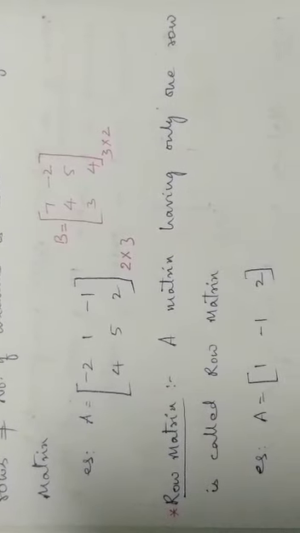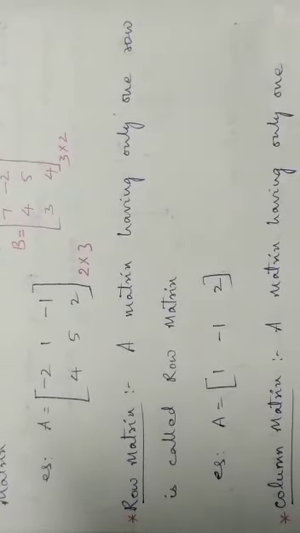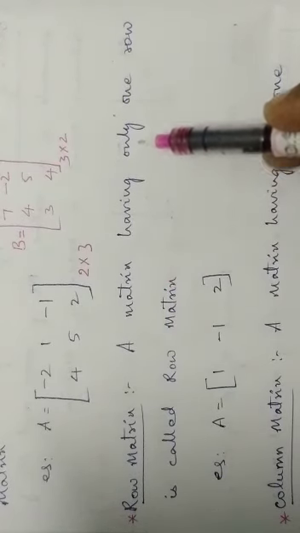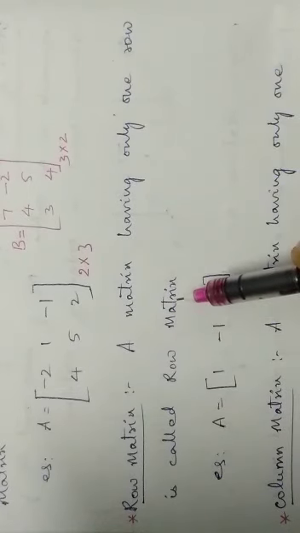Row matrix. A matrix having only one row is called row matrix.